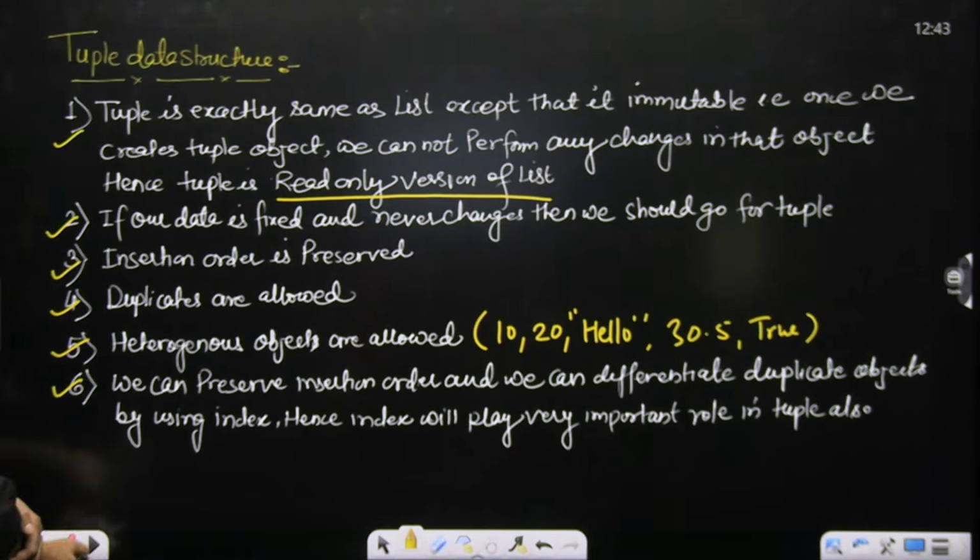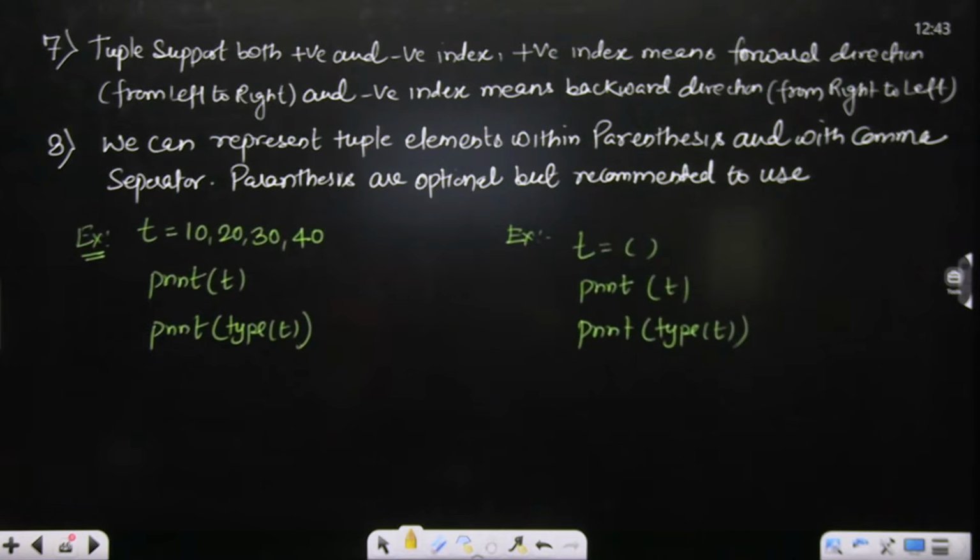Tuple supports both positive and negative index. Positive index means forward direction, from left to right, just like in string, where we have already discussed slicing and everything. Negative index means backward direction, from right to left, student. We can represent tuple elements within parentheses and with comma separator. Parentheses are optional but recommended to use, student.